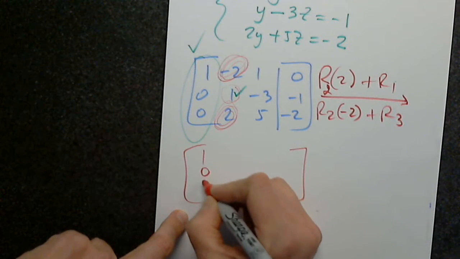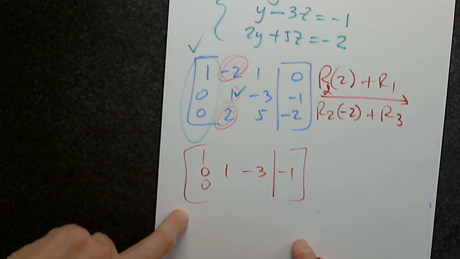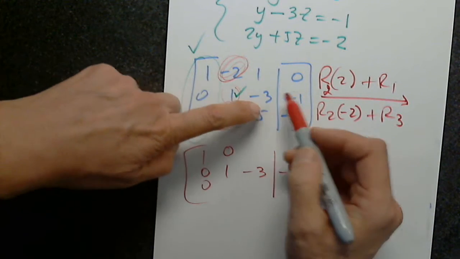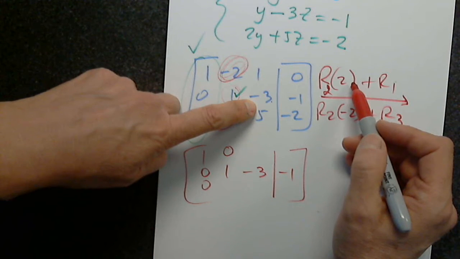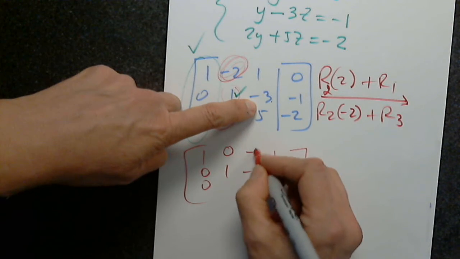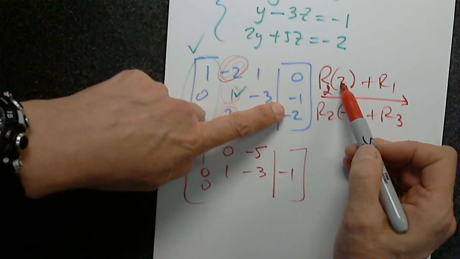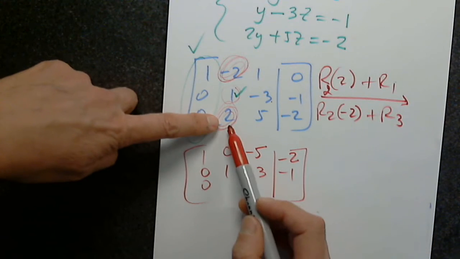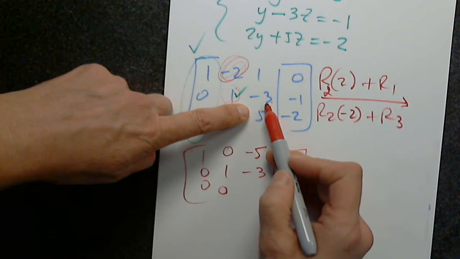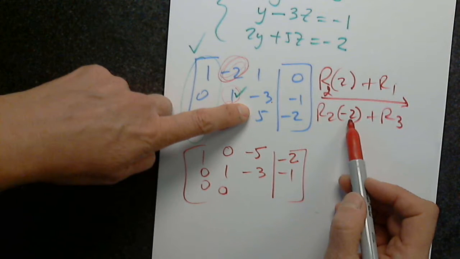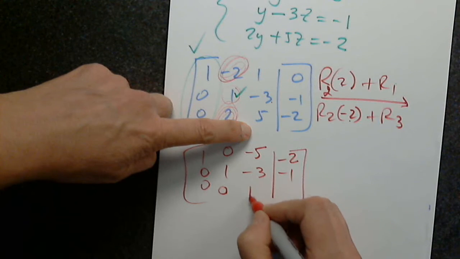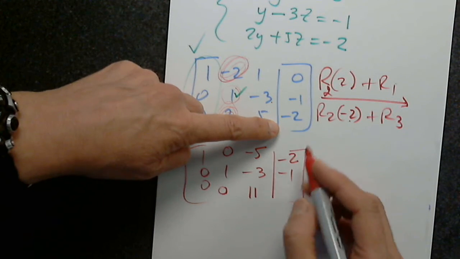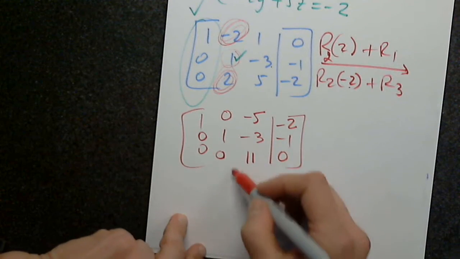So then 1, 0, 0. I copy 1, -3, -1. Together, 1 times 2 minus 2 is 0. -3 times 2 plus 1 is -5. -1 times 2 is -2, plus 0, -2. 1 times -2 plus 2 is 0. -3 times -2 is +6, plus 5. -1 times -2 is 2, and 2 minus 2. Nice. So now this is done.